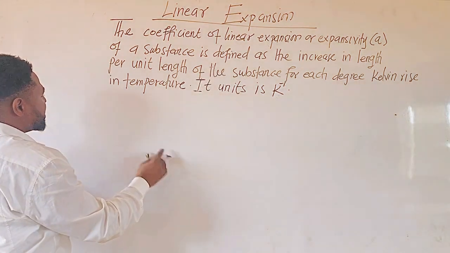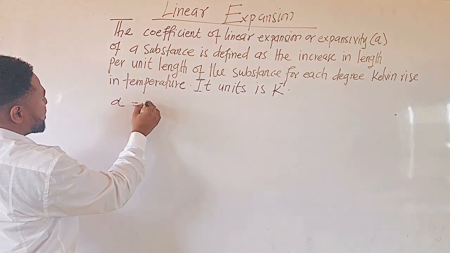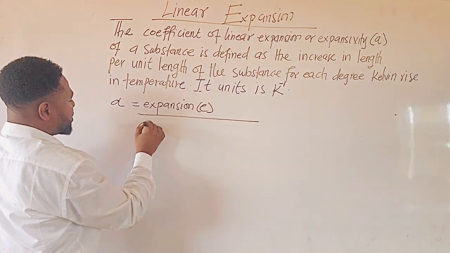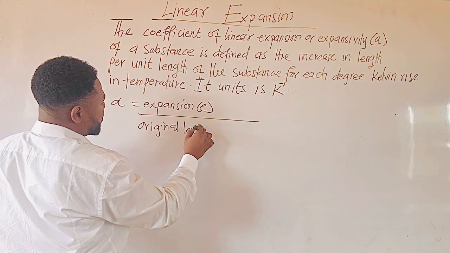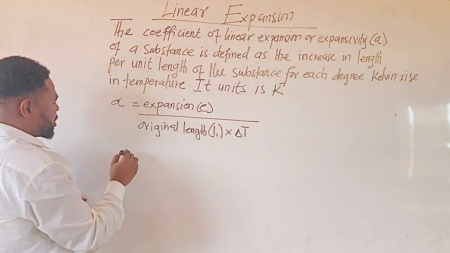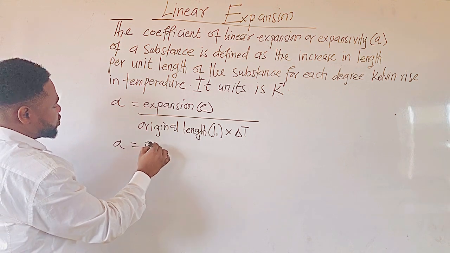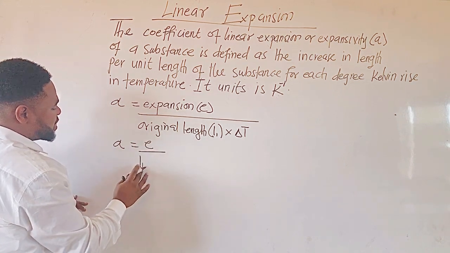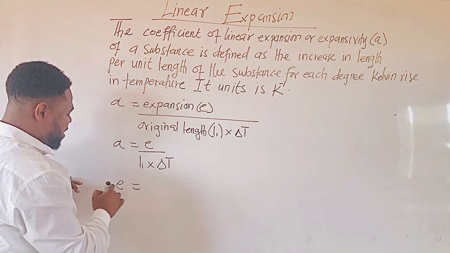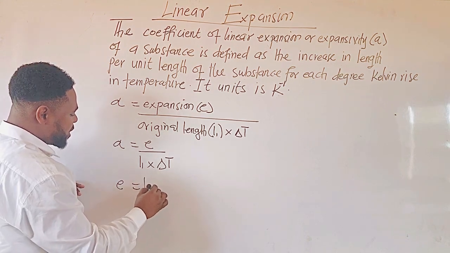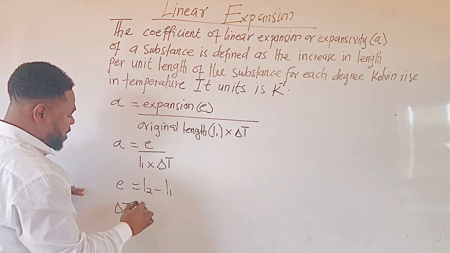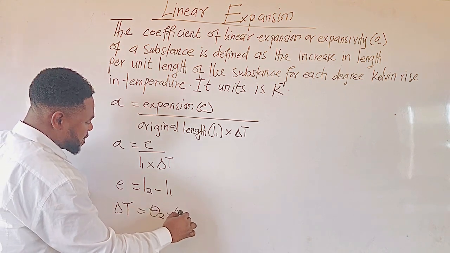Viewers, from this definition, we can say that expansivity is equal to expansion E divided by original length L1 times change in temperature. So we can shorten it as: expansivity is equal to E, which is expansion, divided by original length L1 times change in temperature. Where expansion will be equal to final length, which is L2, minus original length, which is L1. And also change in temperature will be equal to final temperature minus initial temperature.